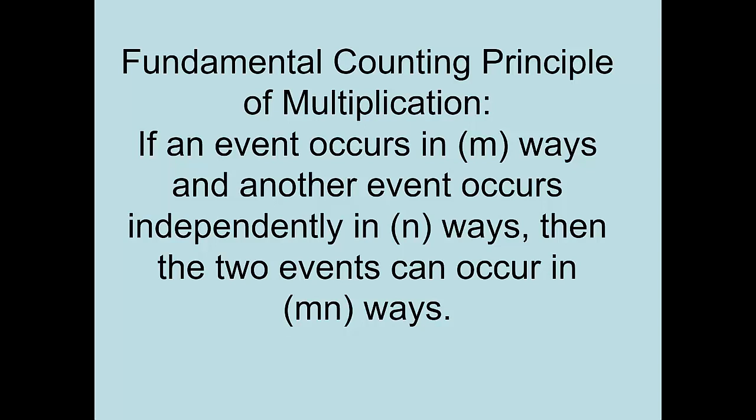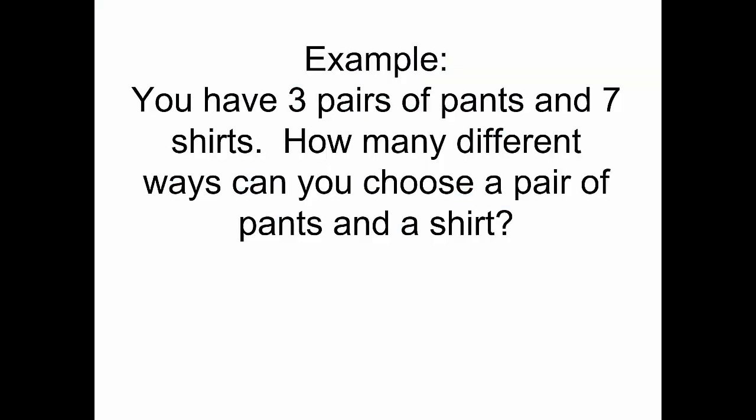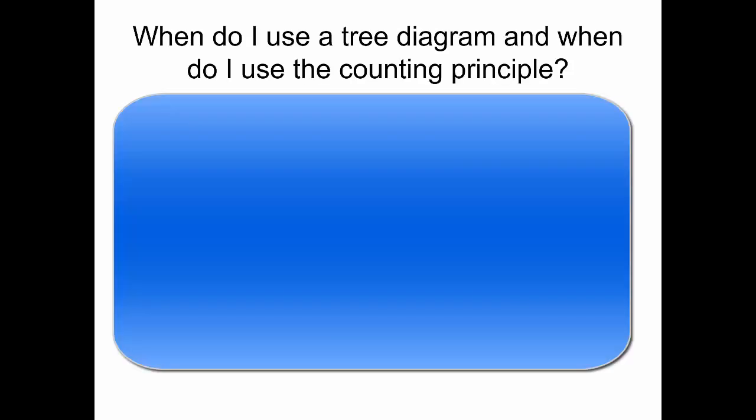If an event occurs in m ways and another event occurs independently in n ways, then the 2 events can occur in mn ways. So, for example, if you have 3 pairs of pants and 7 shirts, how many different ways can you choose a pair of pants and a shirt? So one event has 3 outcomes, another event has independently 7 outcomes. Combined, there would be 3 times 7 total possible outcomes. So 21 outcomes.